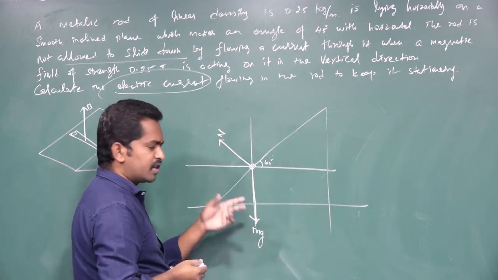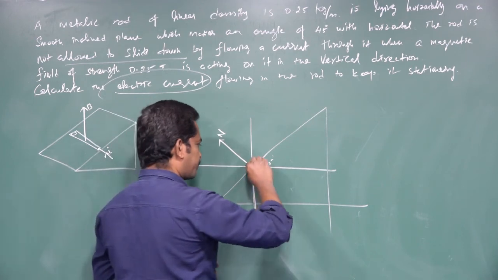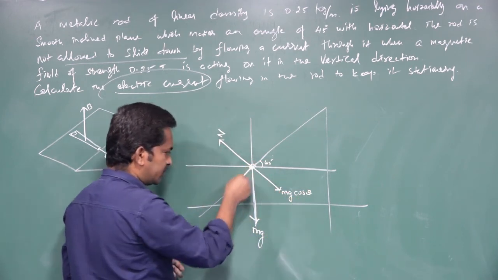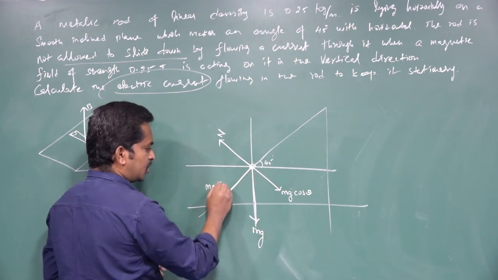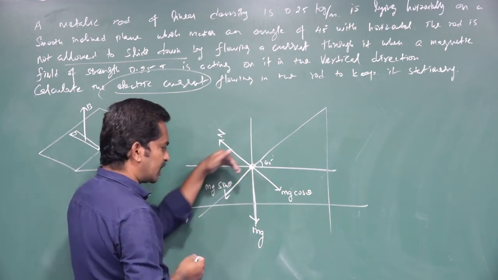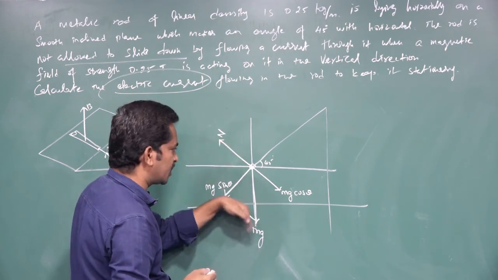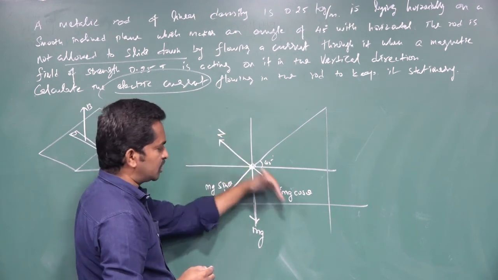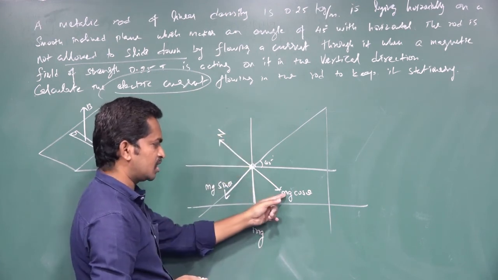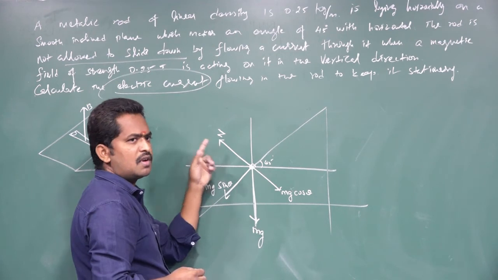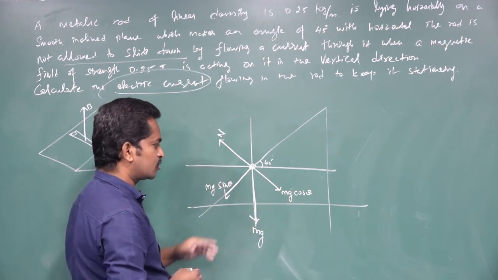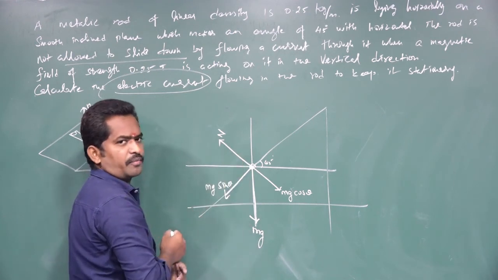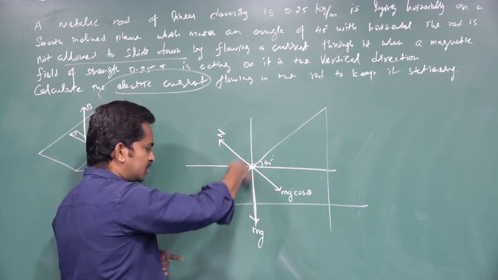So the mg is divided into two components. One is mg cos theta, the other component is mg sin theta. This is the weight of the object in the downward direction. This is the normal force. The normal force should be equal and opposite to the component mg cos theta, so mg cos theta must be balanced by the normal force. So this component mg sin theta should slide down the rod. So mg sin theta is acting in this downward direction.